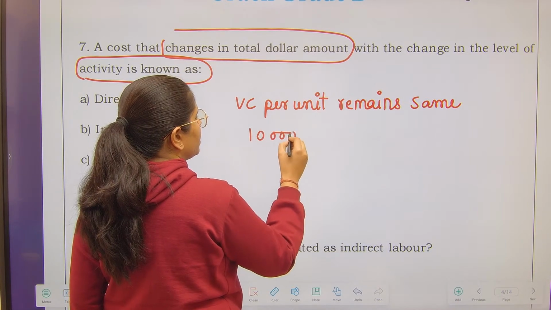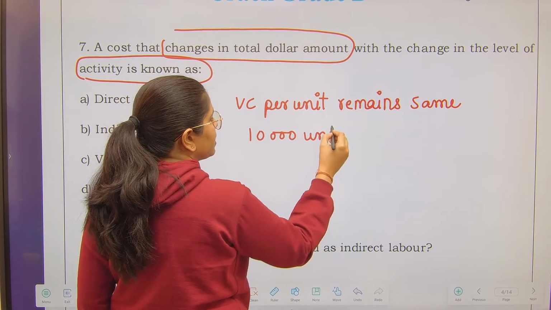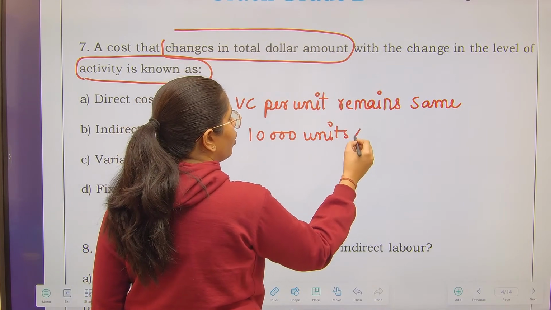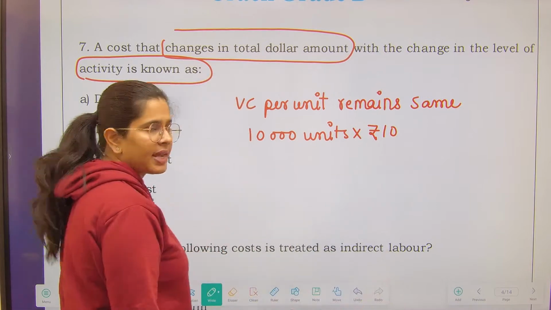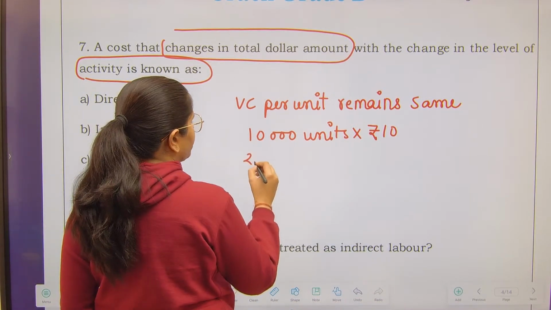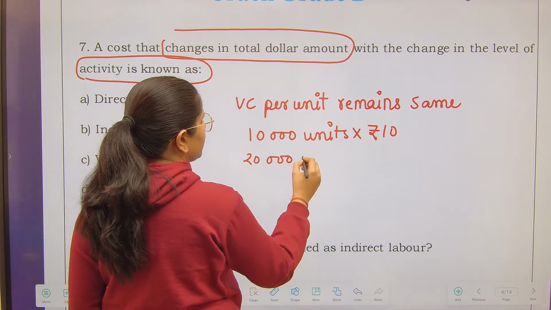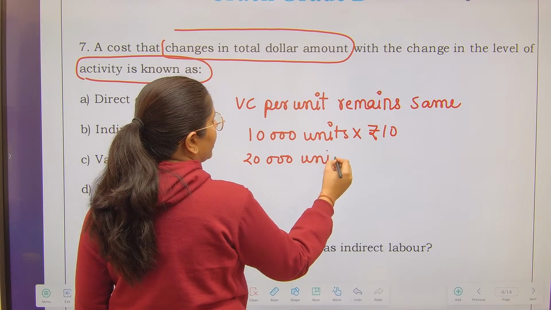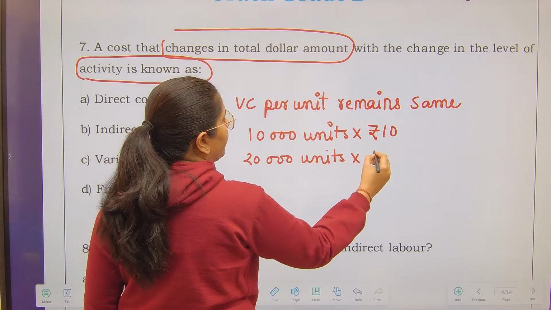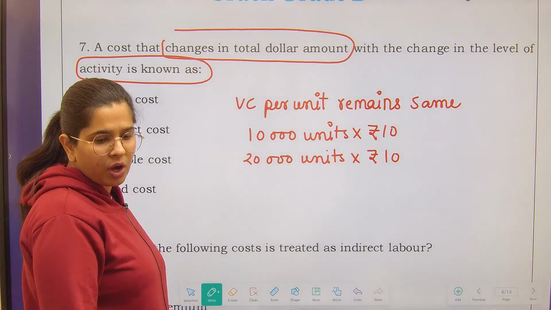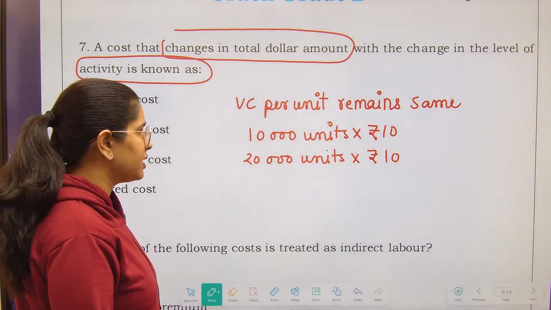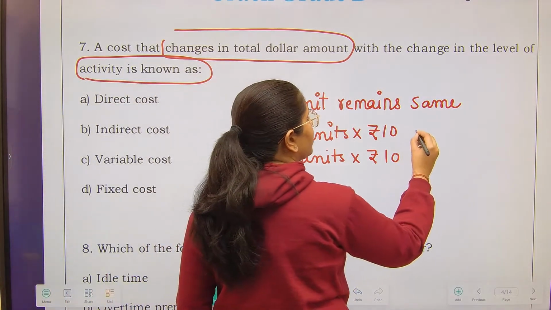Suppose it is producing 10,000 units. Then your per unit cost is going to remain 10. And if you are producing 20,000 units, then also the per unit cost is going to remain 10. So variable cost per unit does not change. But you see the total.